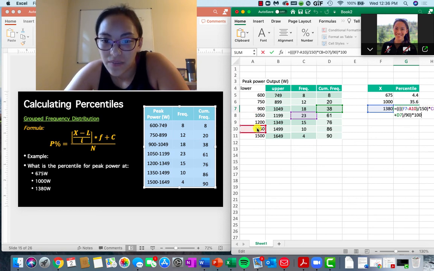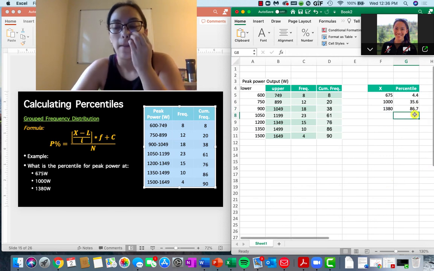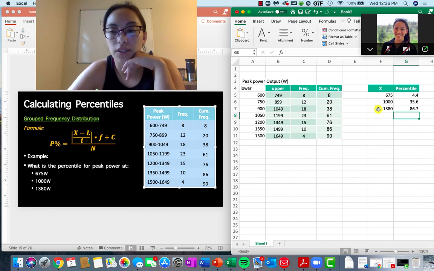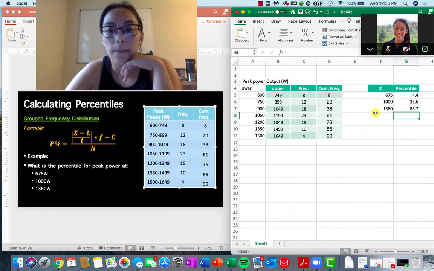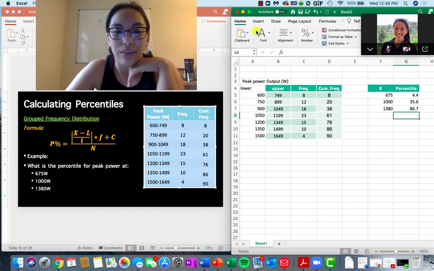So we drag our boxes where they're supposed to go. Generally, once you understand what the pattern looks like, you're pretty good to go. And so then we could identify that a person who had a raw score, or peak power output, of 1380 in this sample distribution would be at the 86.7th percentile. Hopefully that makes sense, and hopefully you got those same answers. If you have questions, please let me know.